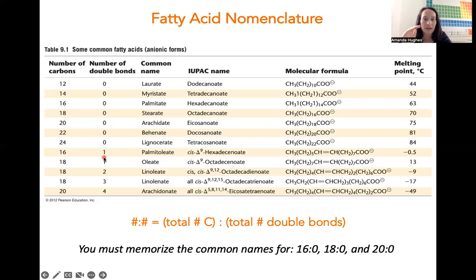There are a few examples where you can start to add double bonds in this list, and in a couple slides I'll go a little more into how we would denote that. So when you have a double bond, we can be very specific about how we label that double bond in this kind of very shorthand nomenclature style. So you must memorize the common names for 16:0, 18:0, and 20:0 fatty acids.